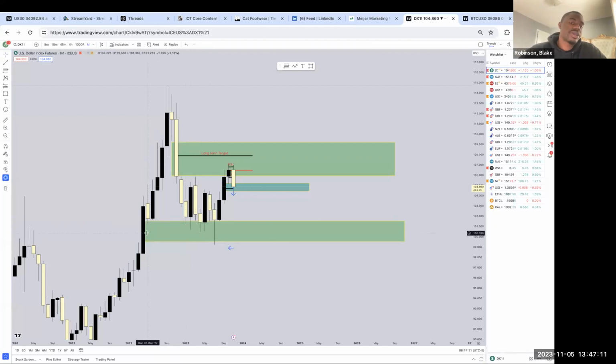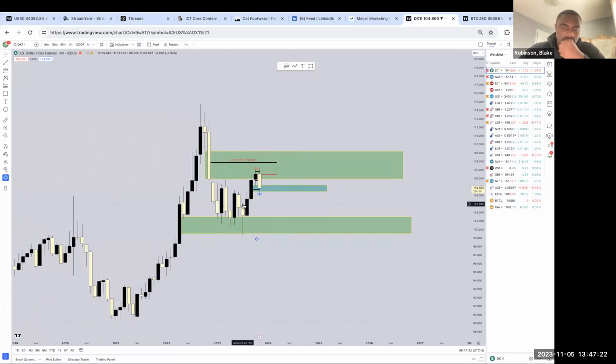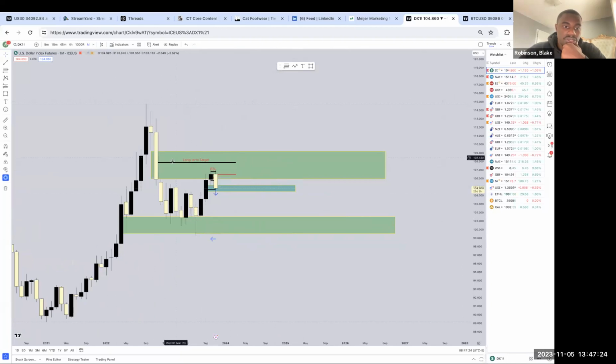So the market is always creating liquidity, and then matching buyers and sellers. That's another example of this right here. It's obviously multi-layered stuff going on. Up until then, we had traded up into this imbalance right here.